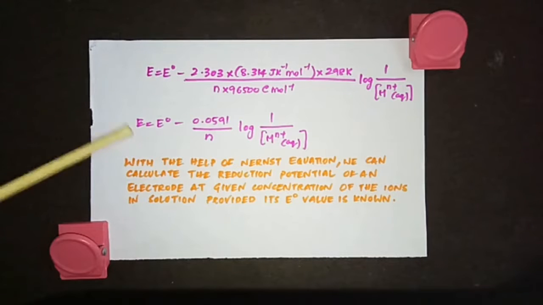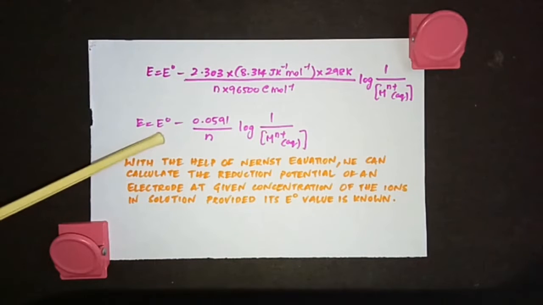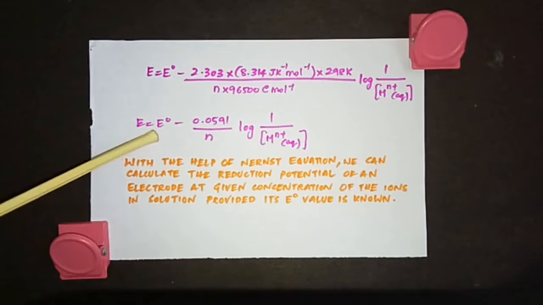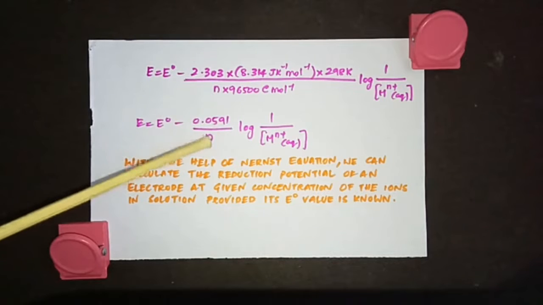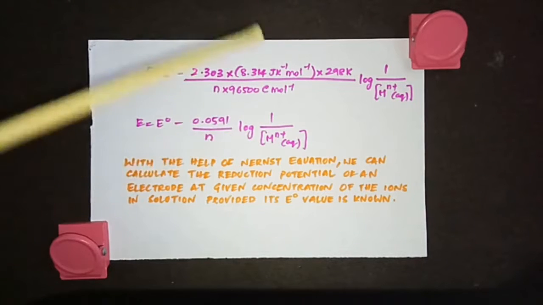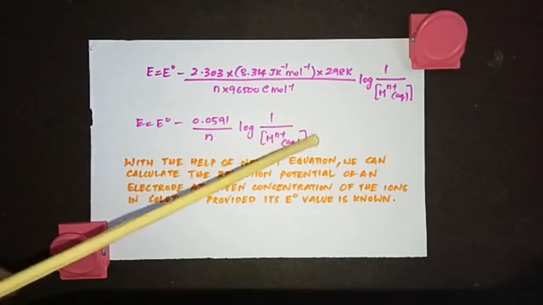EMF of the cell is the electrode potential of the cell at the given condition. E naught is the electrode potential under standard condition. So far we have been solving a lot of examples. How to calculate this E cell? E cathode minus E anode minus 0.0591 divided by N. N is the number of electrons involved, log 1 divided by concentration of the ions in solution.